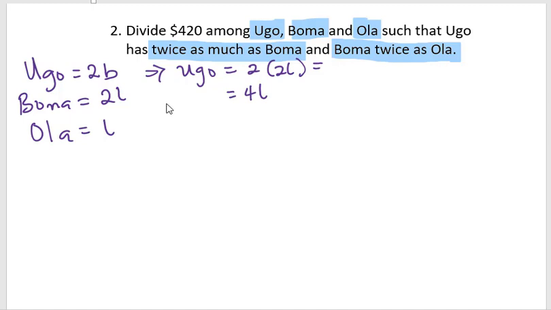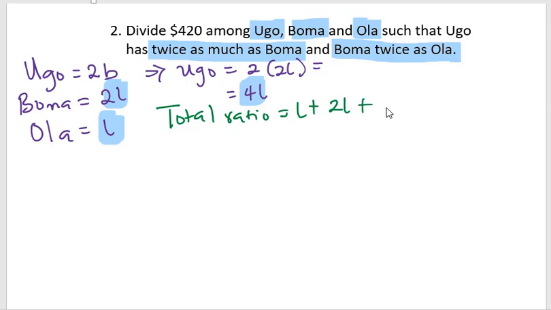Is that clear? Now the next step you want to do is to figure out the total ratio. Okay, this is a very difficult total ratio, but just pay attention. So total ratio becomes this, and this. Let's do that together. So we'll have L plus 2L plus 4L, and we'll have L plus 2L is 3L plus 4L is 7L. Okay, this is total ratio.